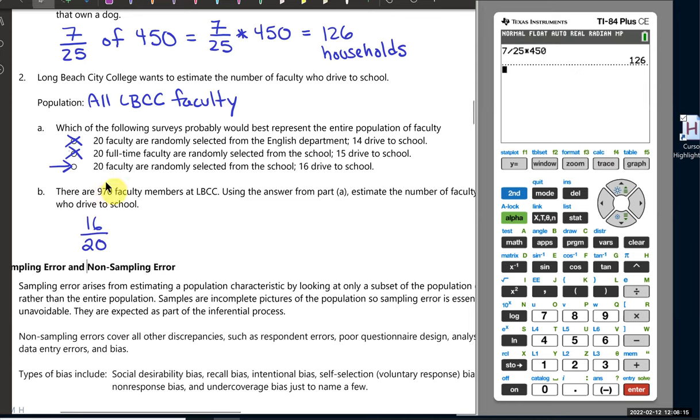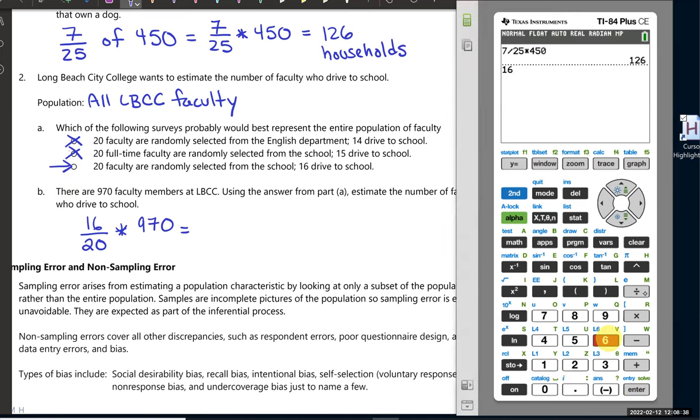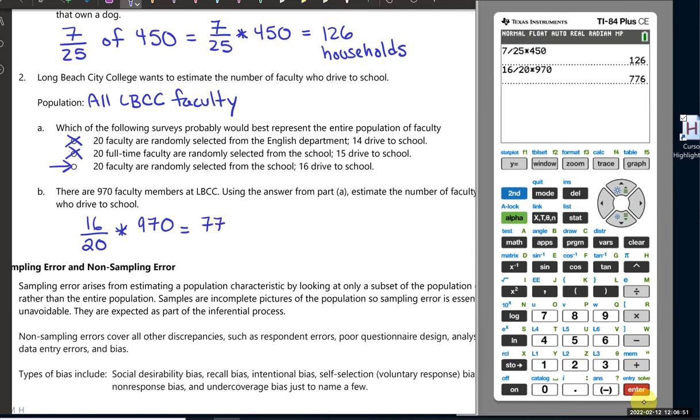And they tell us there are 970 faculty members at LBCC. I did look this up last year and it was about 970, which also surprised me. I didn't know we had that many faculty, but it's full-time and part-time. So basically I just need to figure out that fraction out of 970, and that will be my estimate for the number we drive to school. So again, I'll just type it in as division and then multiply. So I'm going to estimate 776 faculty drive to school.